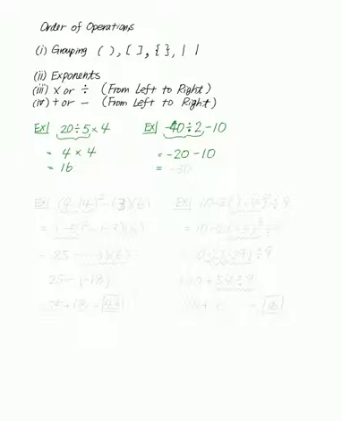Now I'm going to start over again. No parentheses, no exponents. In this case, now there's no multiplying or dividing, just subtracting. So negative 20 minus 10 is negative 30. My next example is going to be a little more involved. These are all going to become increasingly more involved.